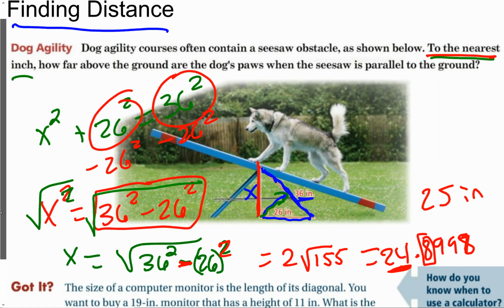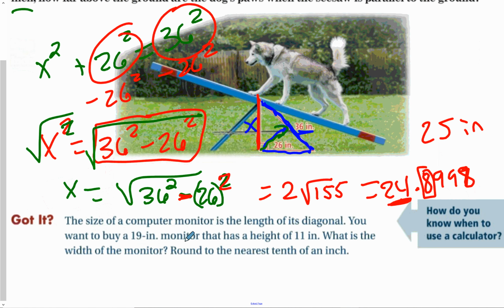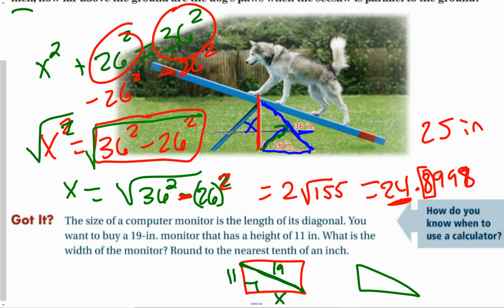All right, so here's your problem. The size of a computer monitor, so draw a computer monitor, is the length of its diagonal. The length of the diagonal tells you the size. TV screens are measured diagonally, so if you're buying a 27-inch TV, it's the distance diagonally. If you want to buy a 19-inch monitor, that would be this hypotenuse, because this is a right angle, so it would be 19. And your height is 11. Can you find the width x? So basically you have this triangle, 11, x, and 19. Solve for x there.